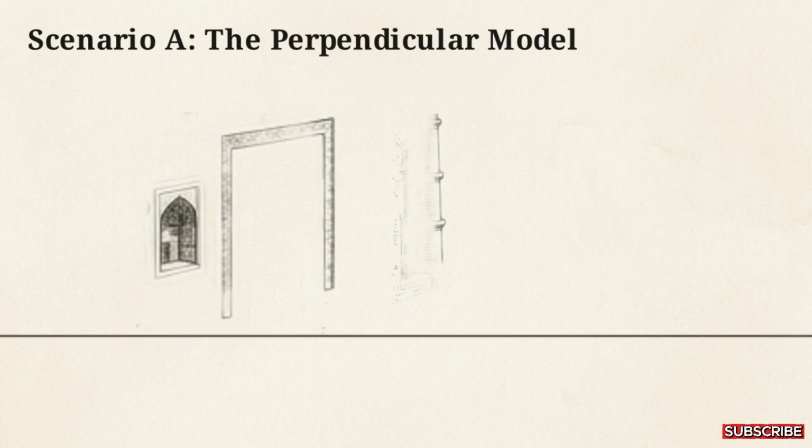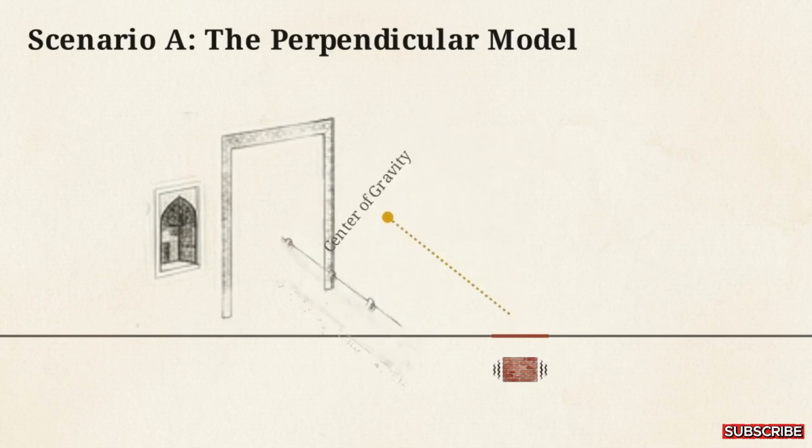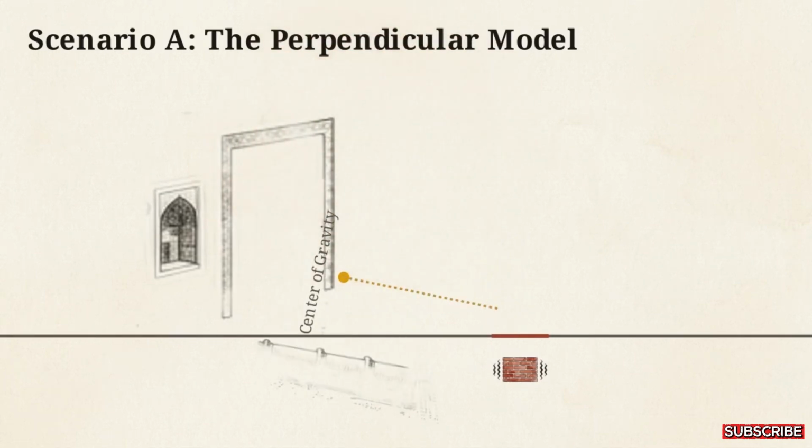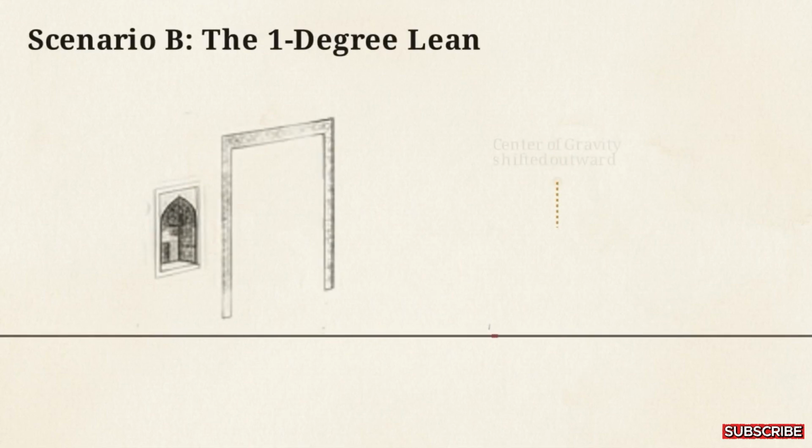If the minarets were built at a true 90-degree angle, their center of gravity would sit directly over the center of their foundation. If a lateral shift causes the tower to fracture, the mass is likely to fall inward, crushing the central dome and destroying the heart of the complex. Now consider the actual construction, scenario B.